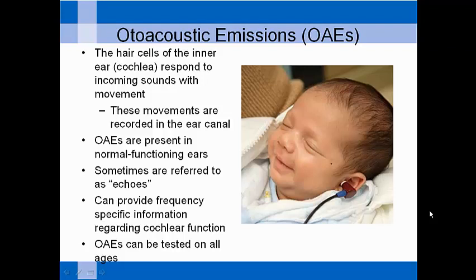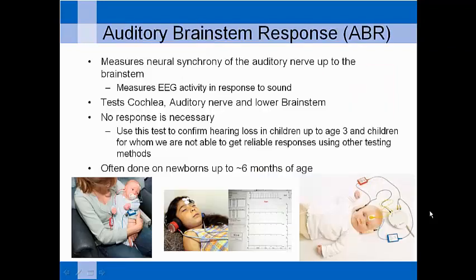OAEs can provide very specific frequency information regarding how well the inner ear is working at different pitches. And the nice part about this test is it can be tested on all ages. So from the 2-week-old infant all the way up to 3 years old, 6 years old, and even adult ages, we use this test.